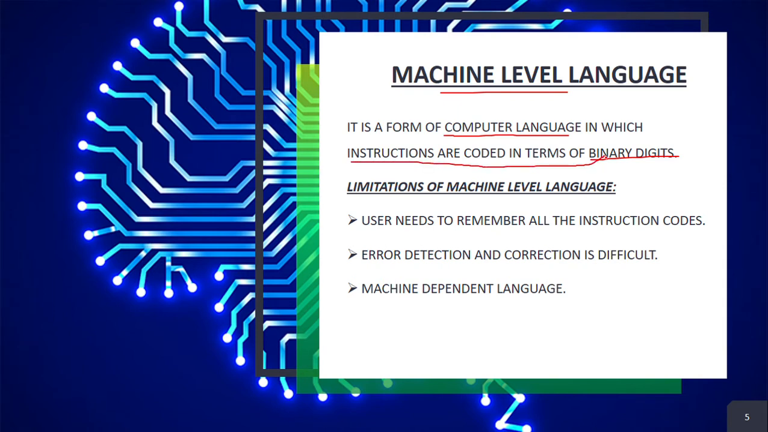Now let's know about the limitations of machine level language. The user needs to remember all the instruction codes. Error detection and correction is mainly difficult. And it is a machine dependent language. There are only three points, so we have to study all three points.